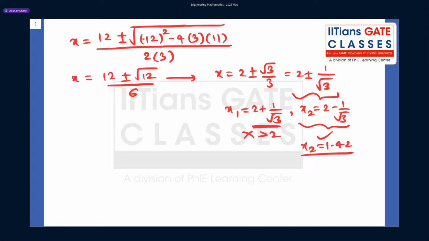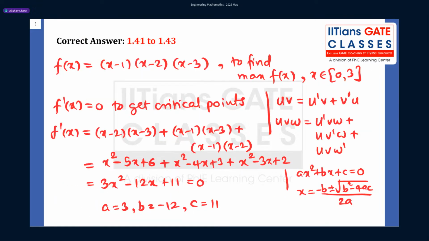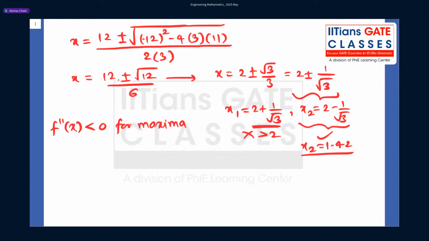But let's say you don't know how to do the plotting of f of x, etc. In that case, you need to check the second derivative of your function, and it should be negative for maxima. Okay, so what is the second derivative of your f of x? You have to differentiate this 3x square minus 12x again. So that will be 6x minus 12, right? So your f double dash of x is 6x minus 12.